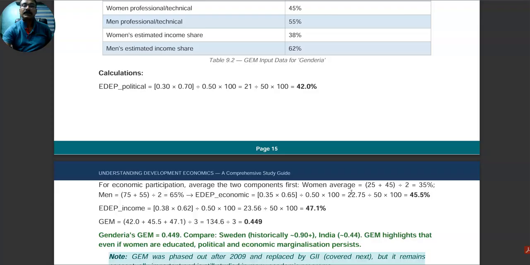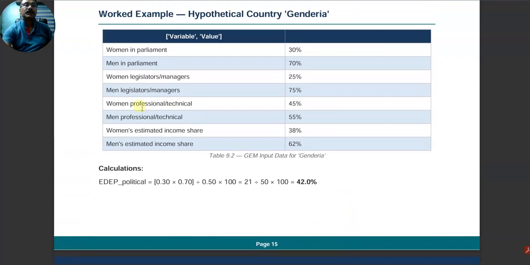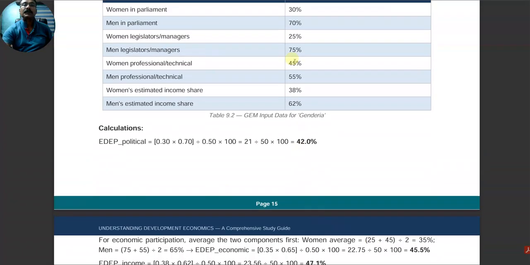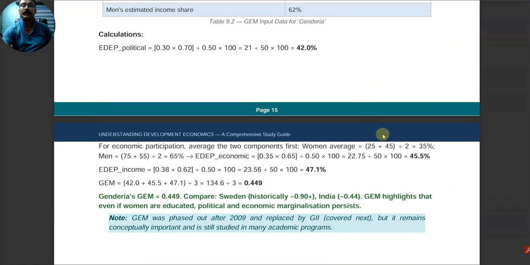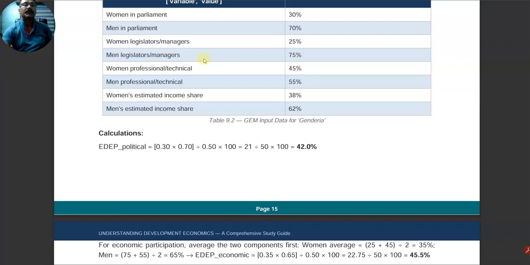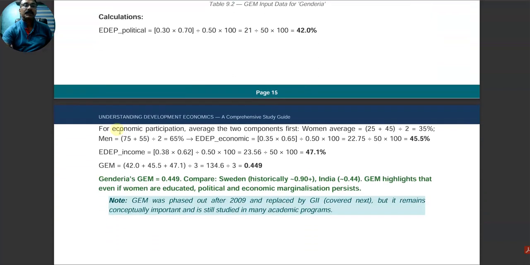So the women's average equals the average of the two economic participation measures: women legislators and managers 25%, and women professional and technical 45%. So the average of 25 and 45 is 35%. Similarly for men, 75, that is men legislators and managers, and 55, men professional and technical. So this is the average: 75 and 55 gives 65%.